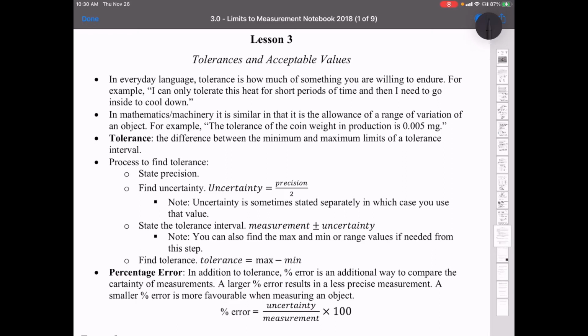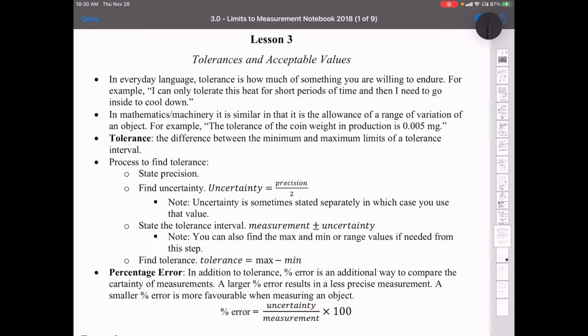All right, folks, welcome to the third lesson of the third unit here, the third and final lesson. It's a very, very quick unit, so we'll be getting into the review and the exam after this. The last topic that we have is tolerance and acceptable values.